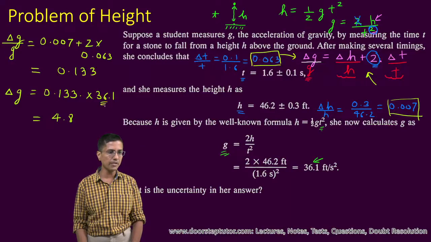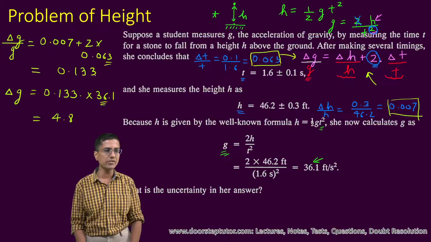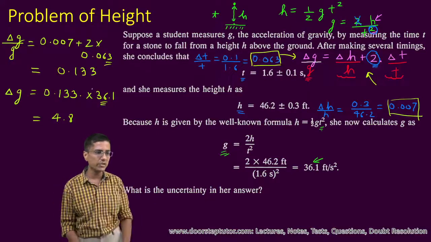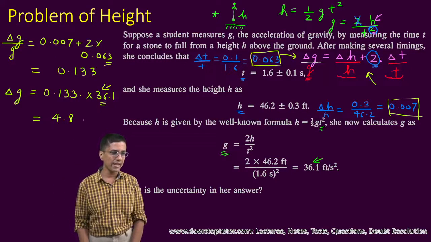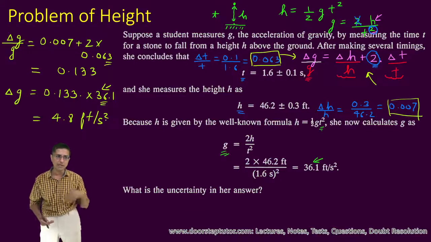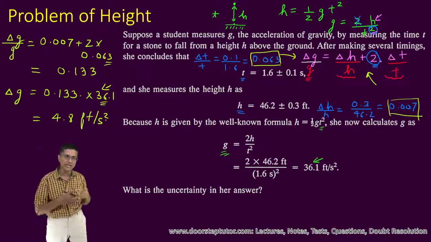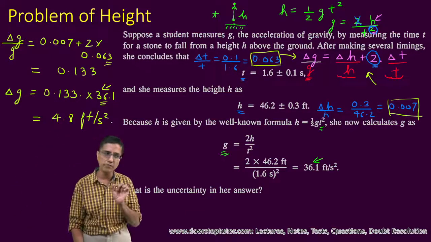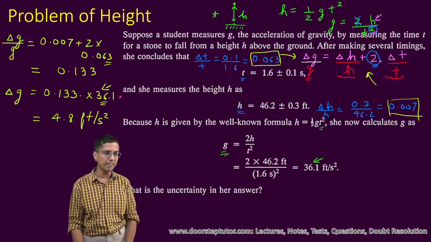And of course, the relative error is always dimensionless, but as soon as I multiply it with g, I get dimension here. So this is feet per second square. As soon as I multiply it with 36.1, my final absolute error delta g will have some units, and I have to always keep those units with me. In fact, I should write those here as well. So this is also feet per second square.